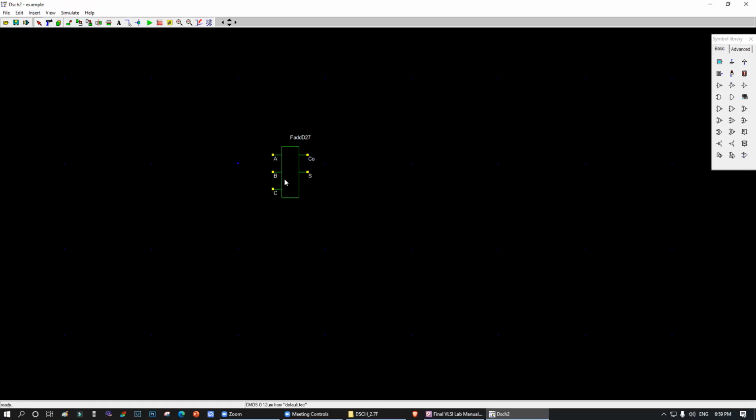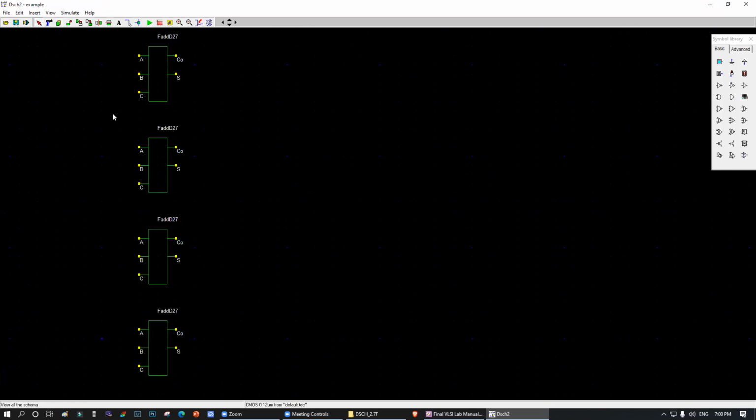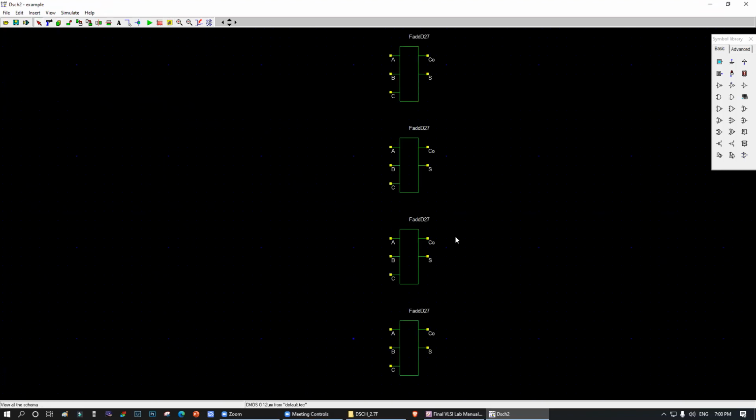Okay, this is the full adder. So I need 4 of them. So I'm going to copy it. Here is the copy button. Here you have a copy. So click it, go up. Your 4 full adders are here. So we need inputs. So how can I do the input? Here.